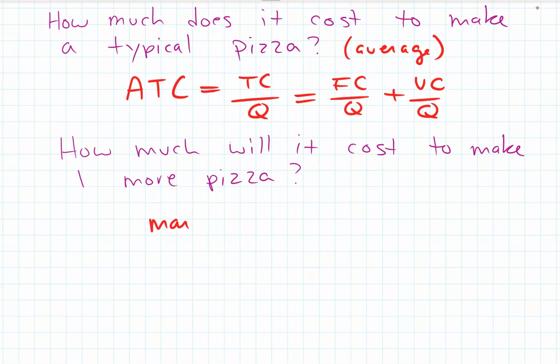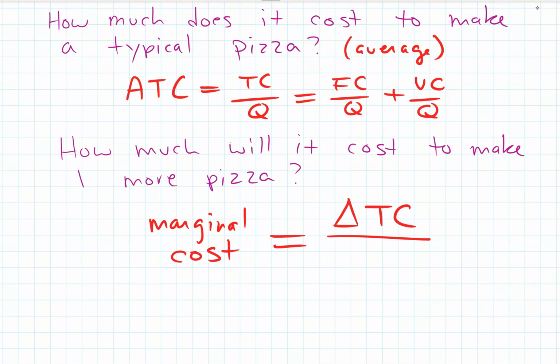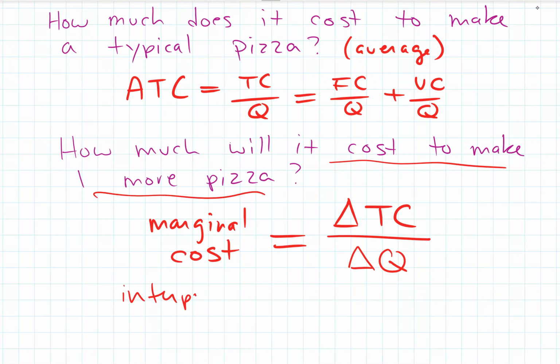This is the idea of marginal cost. It's how much the total cost changes, where the delta symbol means change, over how much the quantity changes. If you think of the quantity change as being 1, the interpretation is just how much it will cost to make one more pizza. So the top part is our marginal cost, how much our cost changes.